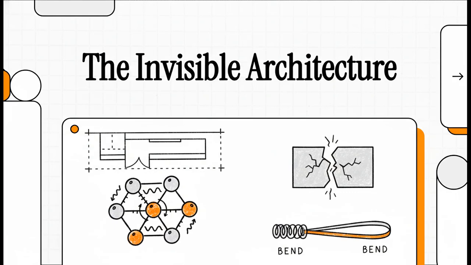Hey everyone, and welcome. Today, we're diving deep, and I mean really deep, into the hidden world of materials. We're going to explore the invisible architecture that decides why some things bend, why other things break, and, this is the cool part, how we can actually design the materials of the future from the atom up. It all kicks off with a really simple everyday question.